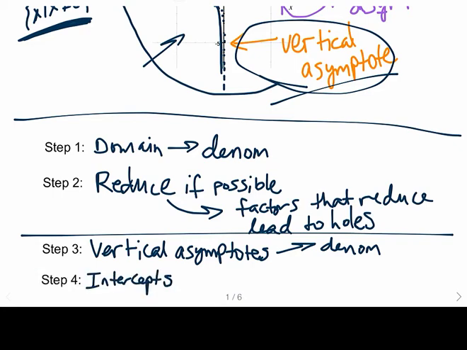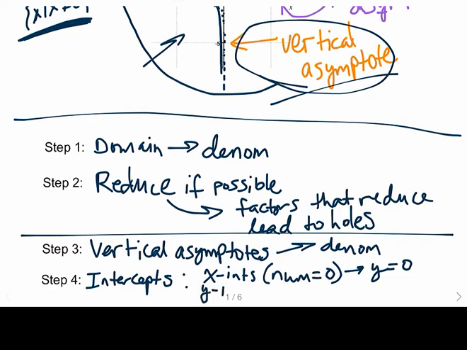Step 4 is going to be to find intercepts. As far as intercepts are concerned, x-intercepts are going to come from where the numerator is equal to 0, because that's the only part of a fraction that can make a fraction equal to 0. And that's the same thing as saying finding out where y is 0. Remember, that's characteristic of x-intercepts.